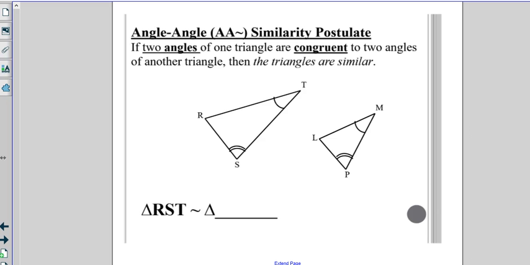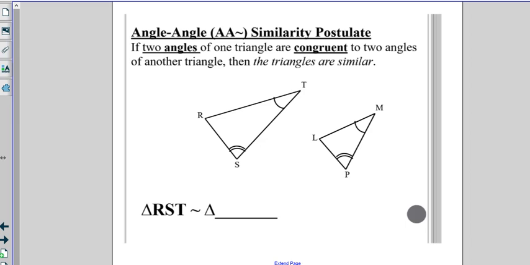All right. Remember how we said there was no AA congruency because we can have a bigger and smaller version? Well, here we go. We do have an angle-angle similarity postulate. If 2 angles of one triangle are congruent to 2 angles of another triangle, the triangles are similar.